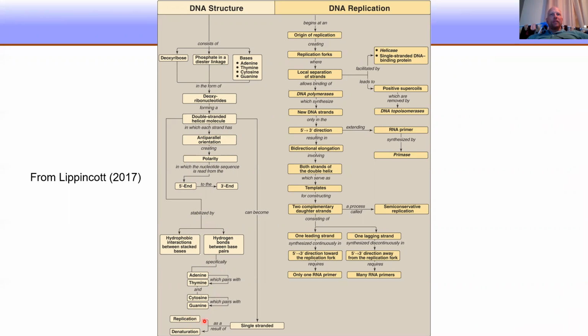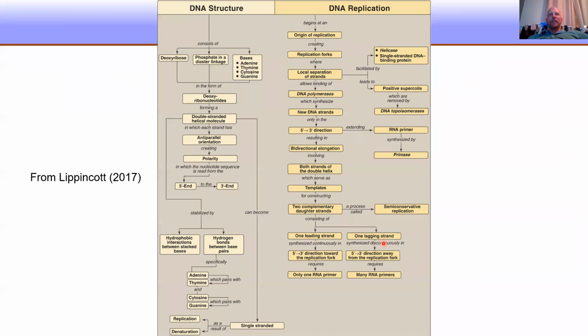When we replicate DNA, we have to make it single-stranded. We have to unravel that process. And that process begins at the origin of replication, and we create our replication forks. They're bidirectional. We have to separate the strands using helicase, and we control the supercoiling using DNA topoisomerases. DNA polymerases bind, make the new DNA strands, and this proceeds in the 5' to 3' direction. And we require an RNA primer for that. And we are copying both strands of the double helix, and we make 2 daughter strands.